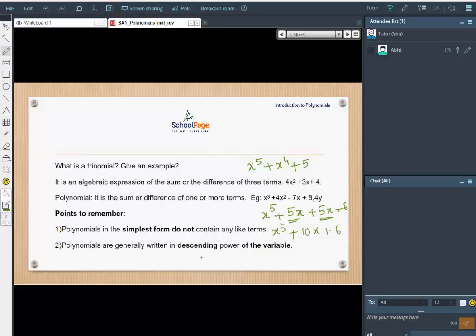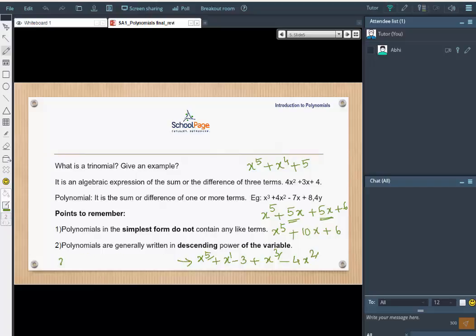Now suppose I have an expression like this: x raised to 5 plus x minus 3 plus x cube minus 4x square. Can you see how it's written? The powers here are 5, then 1, then 0, then 3, then 2. So this is not in decreasing power order. It's not called order, it's called power.